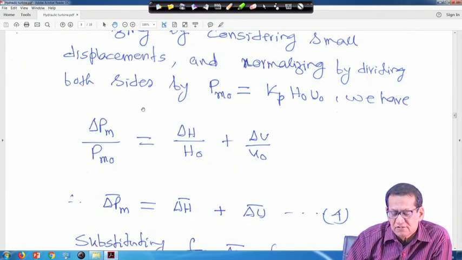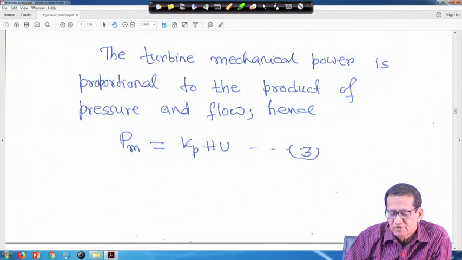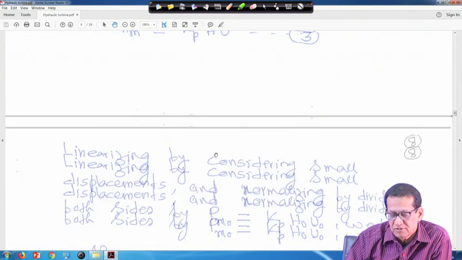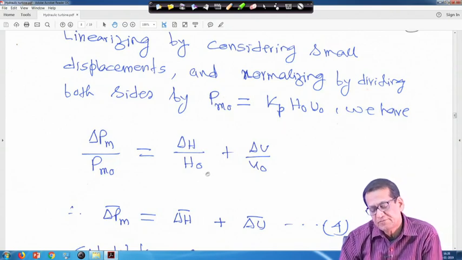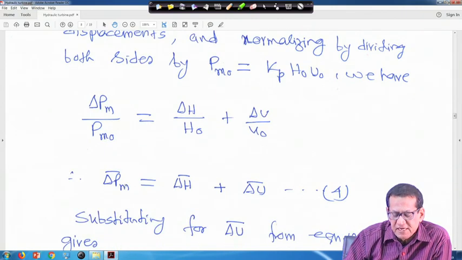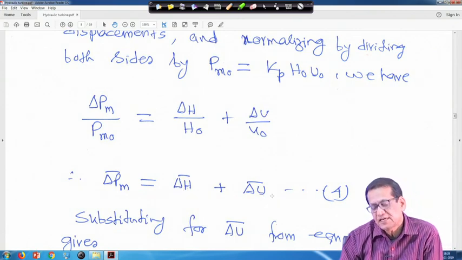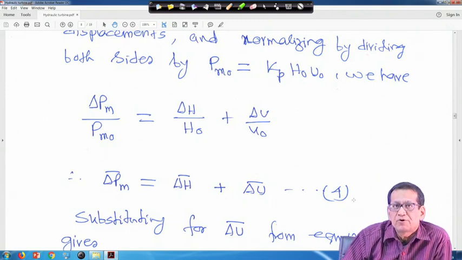So, in this case also, delta P m upon P m 0, and P m 0 I just now told you will be K p H 0 U 0. So, that means delta P m upon P m 0 will be delta H upon H 0 plus delta U upon U 0, right. Similarly, you will get delta P m bar, that is normalized, is equal to delta H bar plus delta U bar, right. So, that is equation 4.